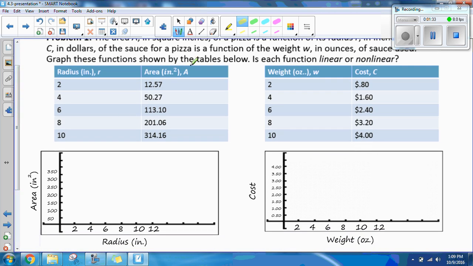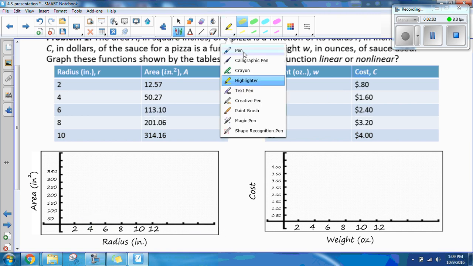So our first table is the area as a function of the radius. Our area depends on the radius, so area is our dependent variable and goes on our y-axis, and I've used an interval of 50 since our numbers go from 12.57 all the way up to 314.16. Our radius is our independent variable, so that goes on our x-axis, and I've used an interval of 2. So let's plot our points.